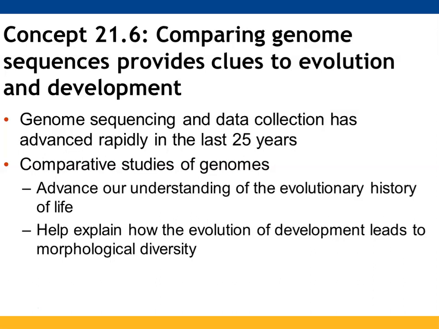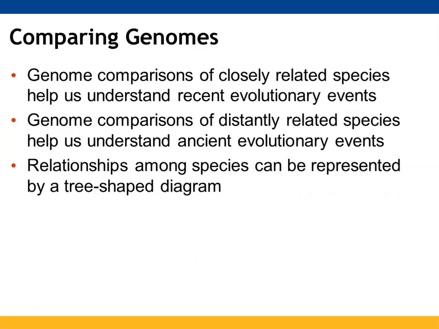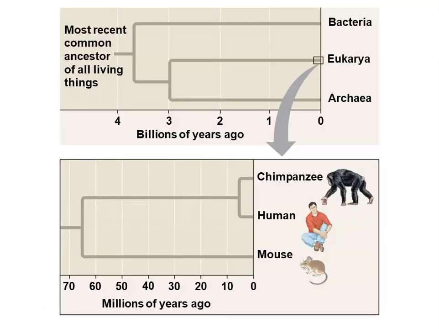So by comparing genome sequences, it does give us a little bit better understanding as to when species diverged from one another, and how things have changed over time. And so by understanding the genetic changes, we can better understand what's happening on a morphological level and the diversity that we see physically. So, looking at closely related species and comparing their genomes helps us better understand more recent evolutionary events. Looking at distantly related species helps us better understand ancient evolutionary events. We can look at the relationships through these trees that we will get into more in chapter 26.